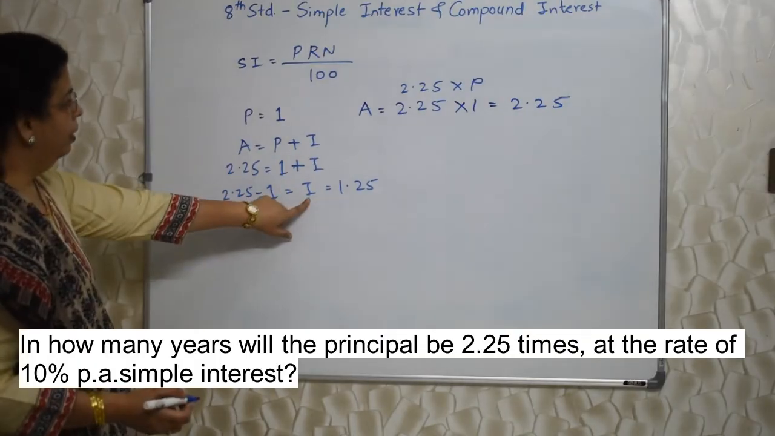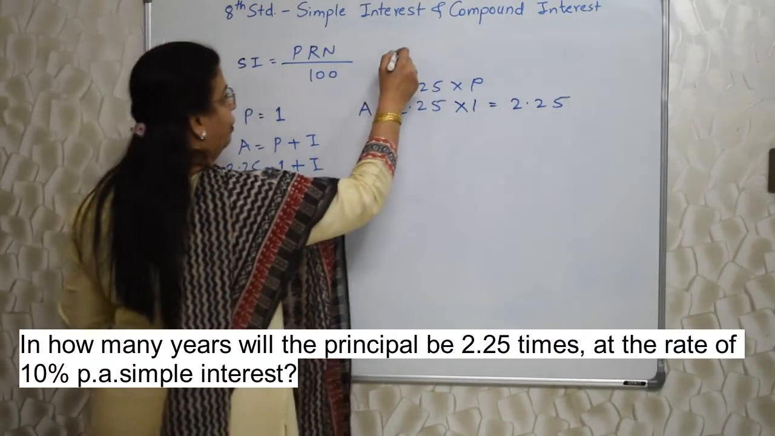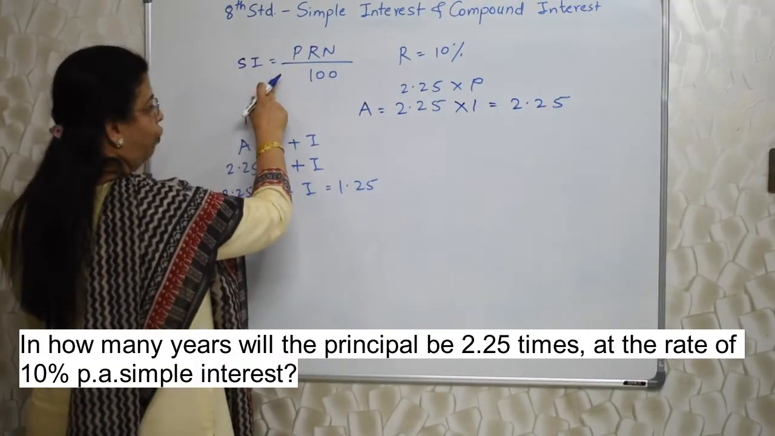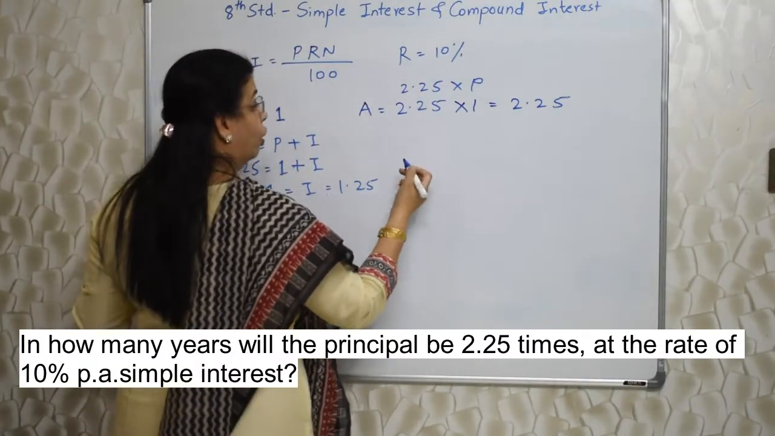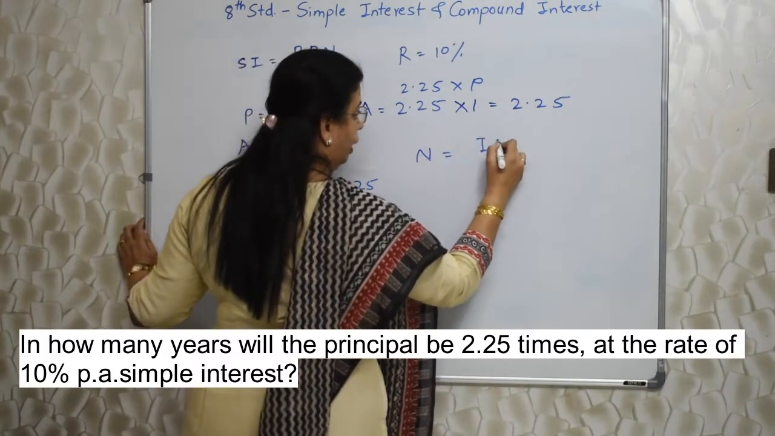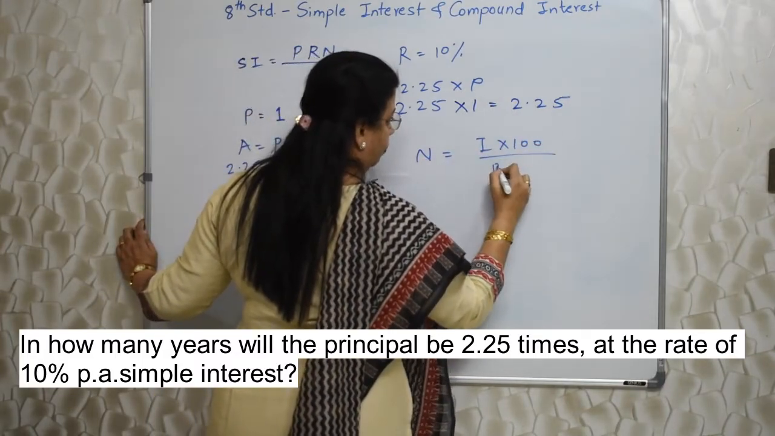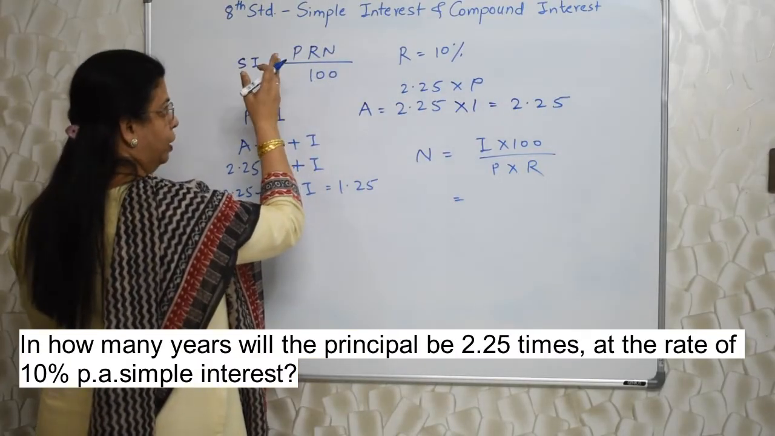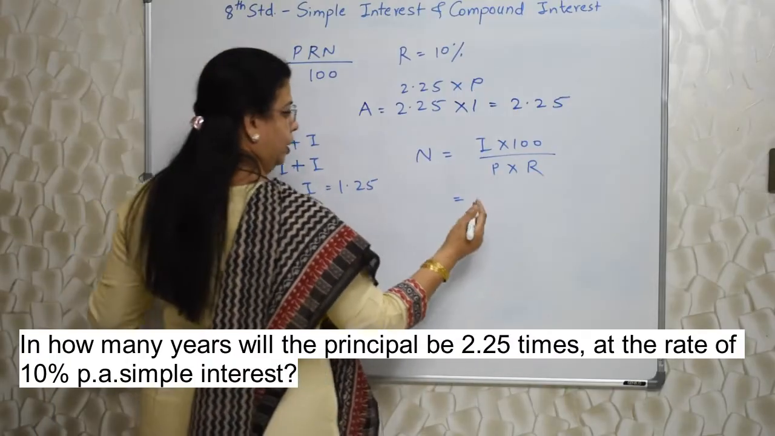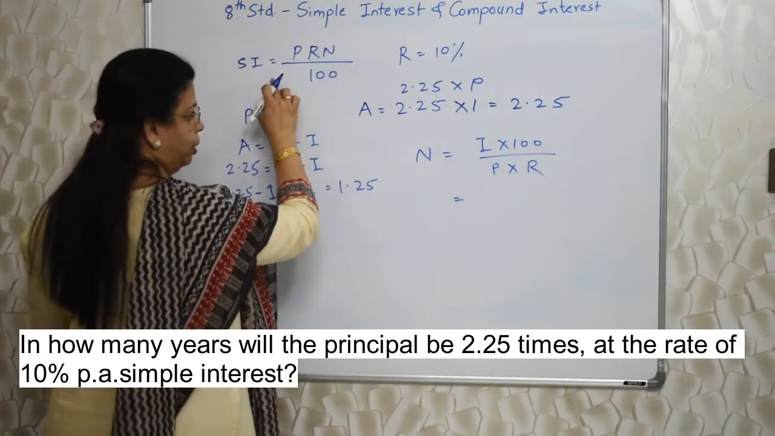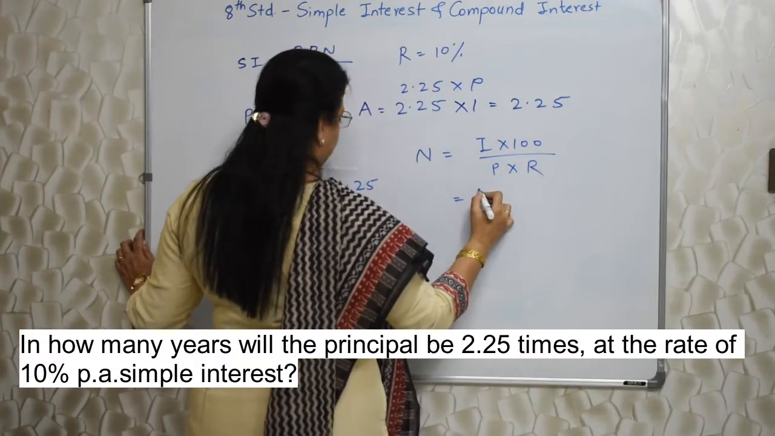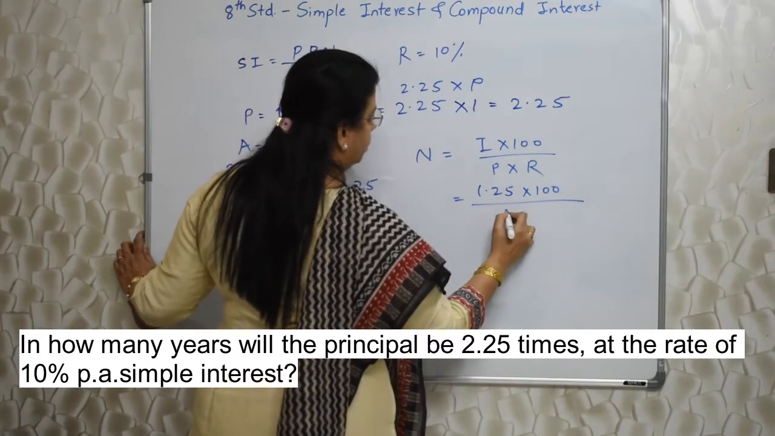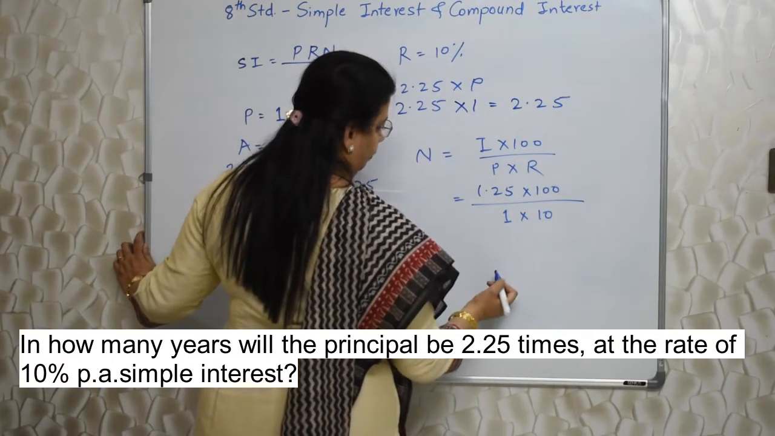Now I have P. Rate they have given as 10%. I have got 3 variables. By using this formula, I can find out n, or the other n formula also we have. N is equal to I into 100 upon P into R. So you can substitute the values here or here, doesn't matter. This is derived from this only. So interest is 1.25 into 100 upon principal is 1 into rate is 10.